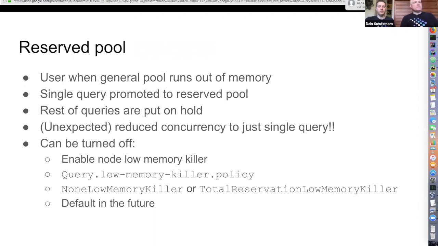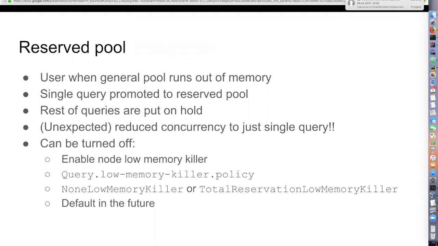The problem with the reserved pool is that it worked really well in the early days of Presto when there were only a few concurrent queries. But what happens is one query goes into the reserve pool, all the other queries can continue, but they very quickly start to run out of memory, and then everyone is waiting for more memory, and you end up with a single query, and that's unacceptable for pretty much everything.